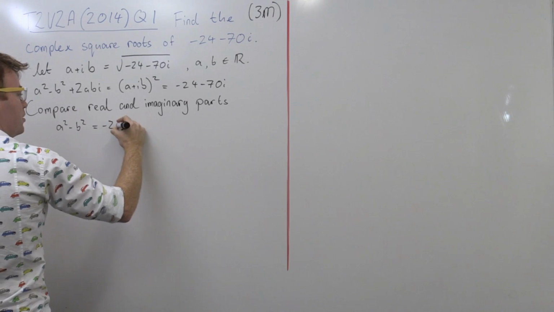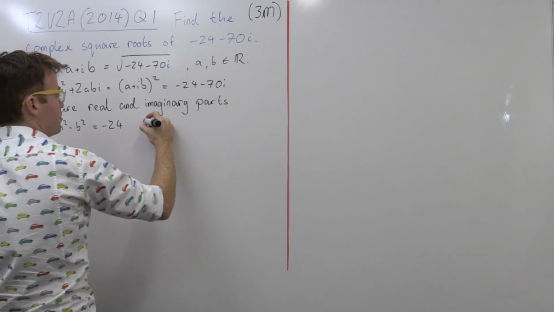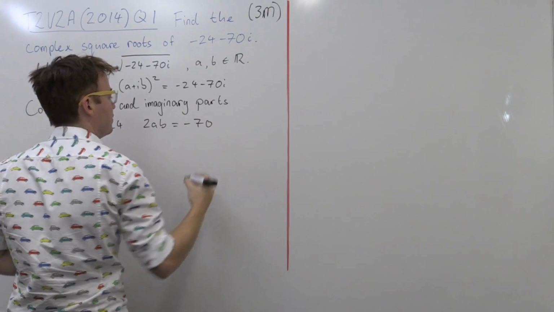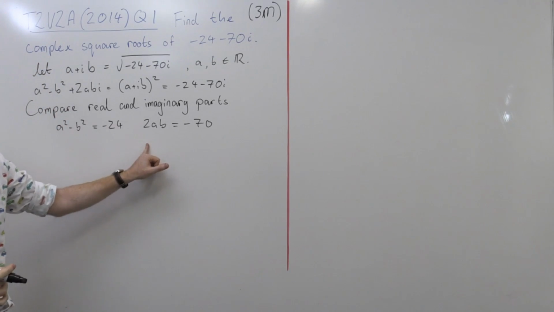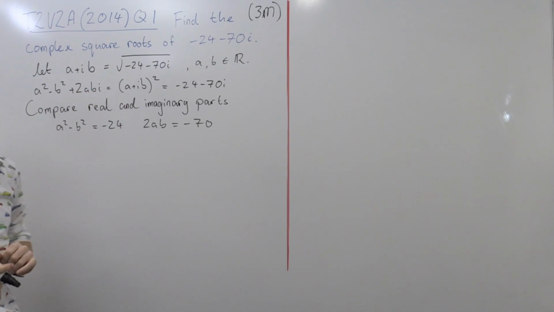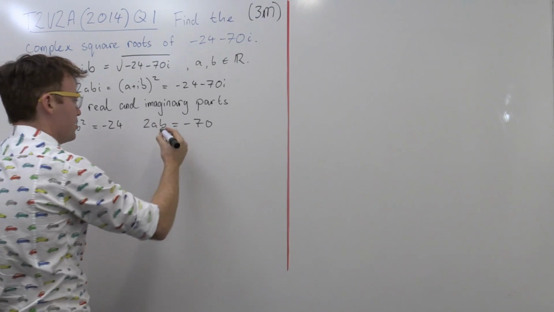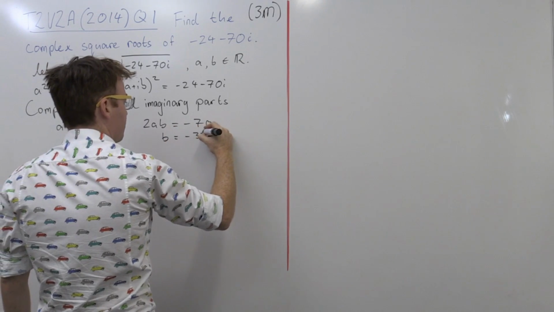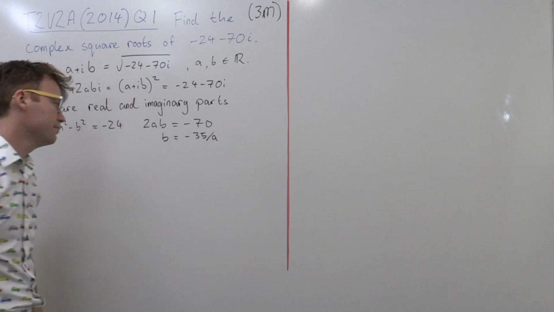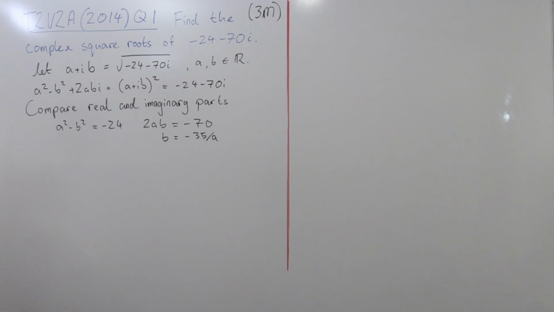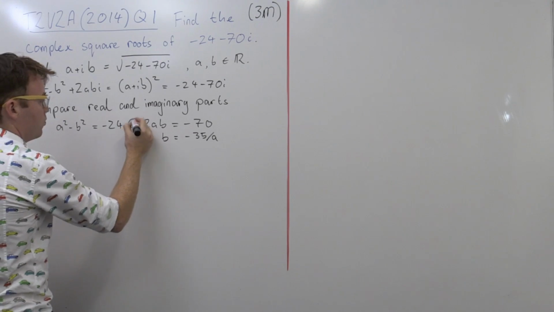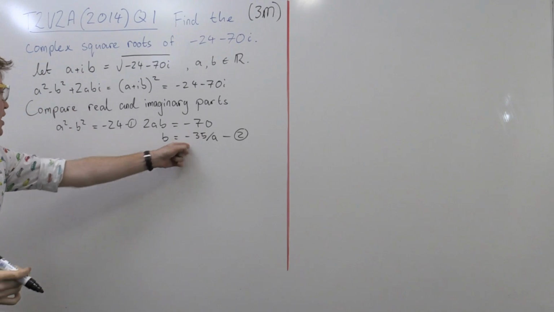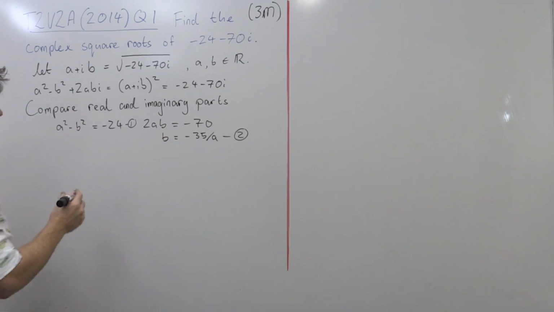And comparing the imaginary parts tells me that 2ab is equal to negative 70. Notice the imaginary parts do not have an i in it. The imaginary part of a complex number is real. So I can rewrite this one slightly as b is equal to negative 35 on a. So I might label this one as equation 1, and this one as equation 2, and I can sub that into there for b to find a.